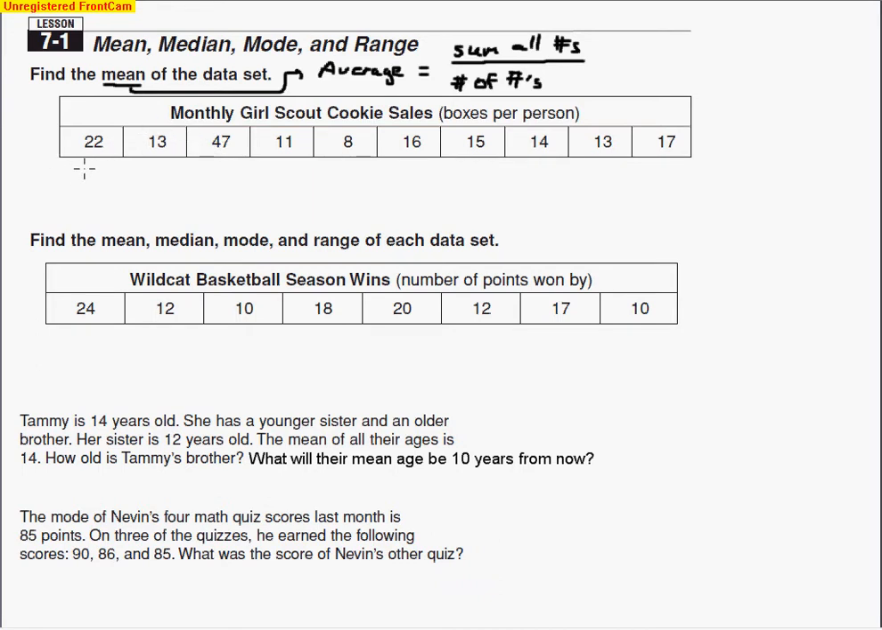So we're going to take all these numbers: 22 plus 13 plus 47 plus 11 plus 8 plus the 16 plus the 15. And you're going to add on the 14, and then you've got the 13 and then the 17. So you add up all of those numbers and then you're dividing by the number of numbers. You're counting them all up. So here we've got 1, 2, 3, 4, 5, 6, 7, 8, 9, 10 numbers.